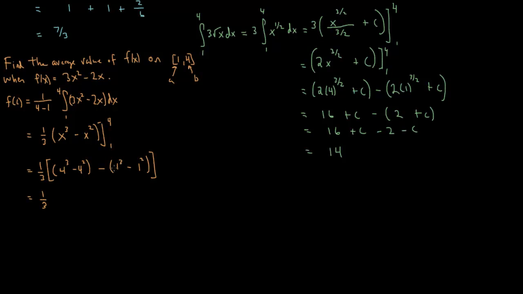Okay, 1 minus 1, that's 0. So we have minus 0, that's easy. 4 cubed, that is 64. Minus 4 squared is 16. So 1/3 times 48 equals 16. So 16 is the average value of f of x on 1 to 4.